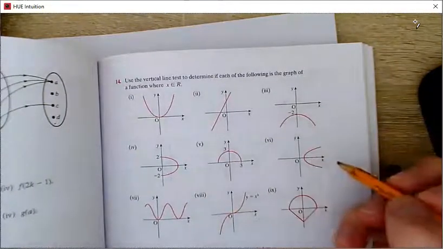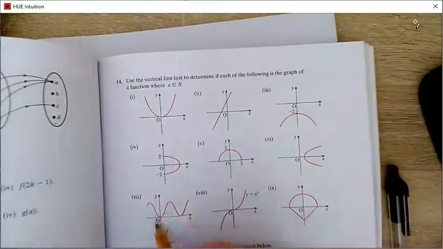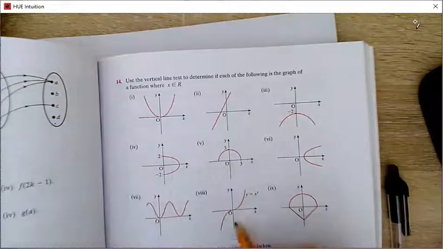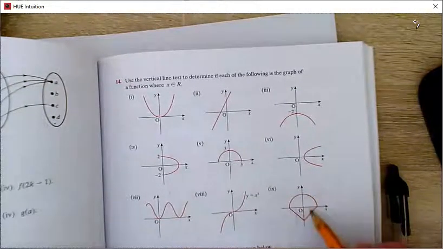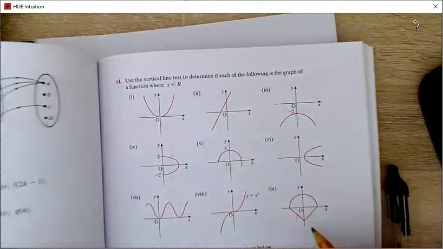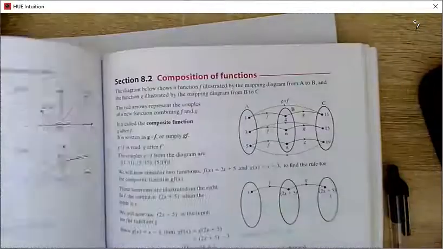This one, what do you think? Yes, not a function. This one is a function. This one is a function. This one, not a function, crosses here and crosses here. Okay, so if a vertical line crosses twice, it is not a function. Last question we'll look at here, question 16.